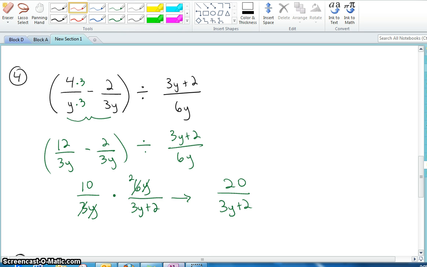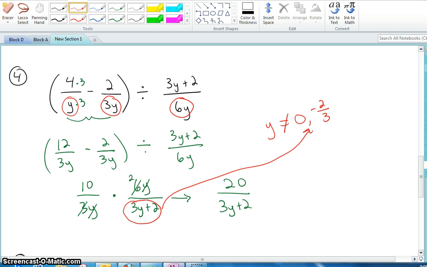What are my restrictions here? Y could not be 0 because of right here. Also 0 because of right there. And also 0 here. There's another restriction though. Here's another denominator which cannot equal 0. So I need to put that in. So negative 2/3 is the restriction there.